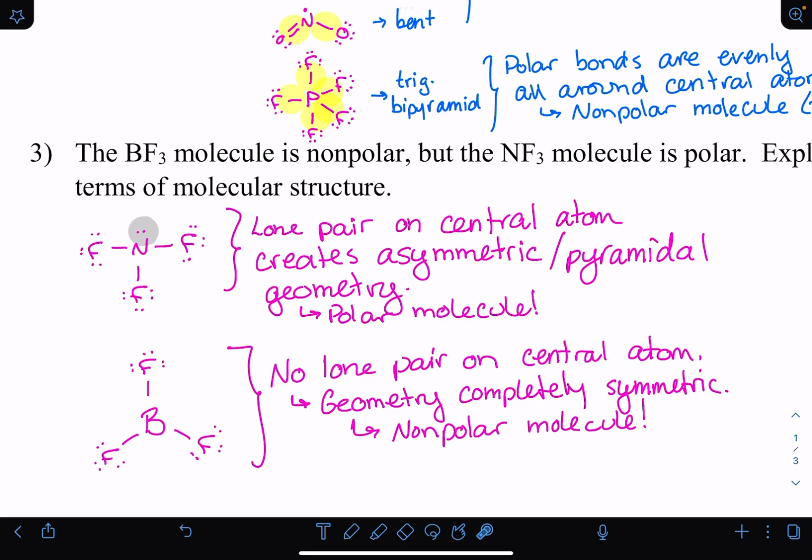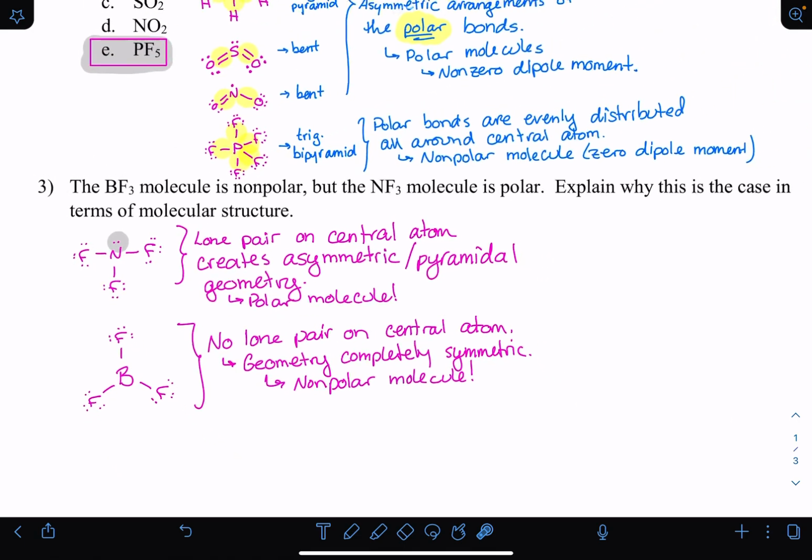Do make sure that when you're asked to compare two things like this, that you do mention both of them in your explanation. So if you just said NF3 has a lone pair on the central atom, so it's asymmetric, you're not contrasting that against how it is different from BF3. It's kind of implied, but you should be explicit in your explanations. This one has a lone pair and that one does not, and this is why it makes a difference. So whenever you're asked to compare two things, do make sure you talk about both of them to some extent. It doesn't have to be a lot, but they should both be mentioned in your explanation somehow.